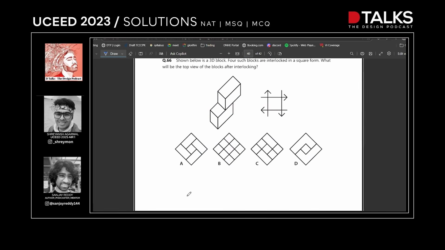Shown below is a 3D block. Four such blocks are interlocked in a square form. What will be the top view of the blocks after interlocking?